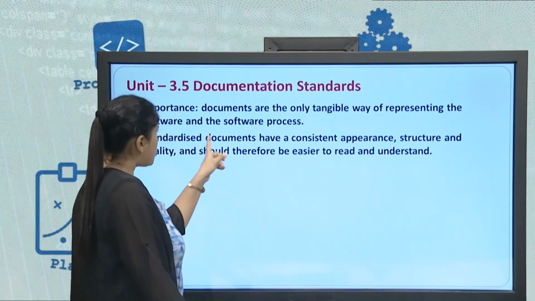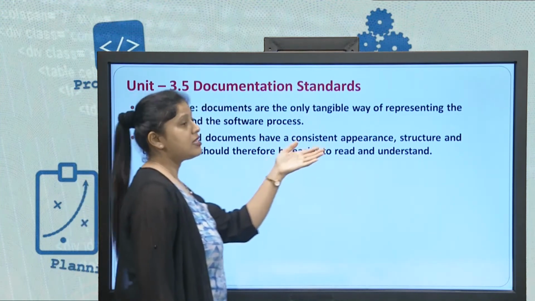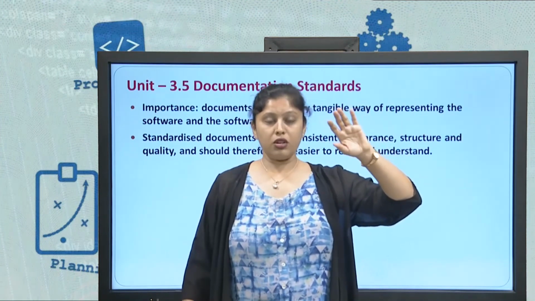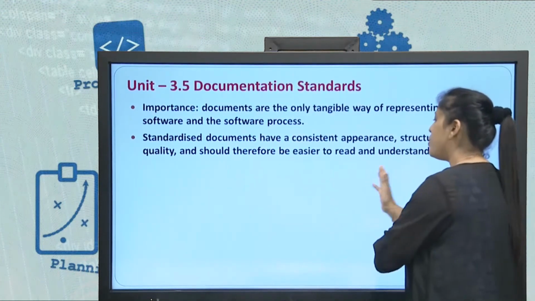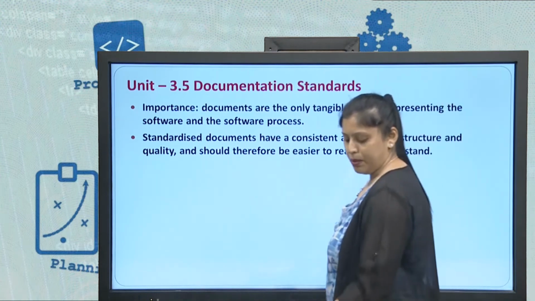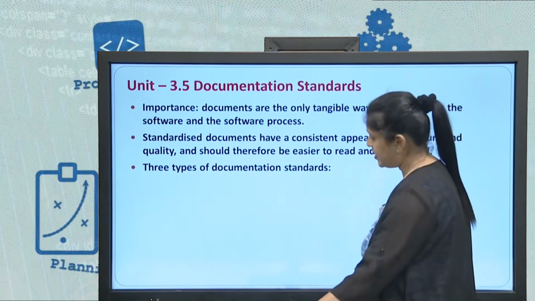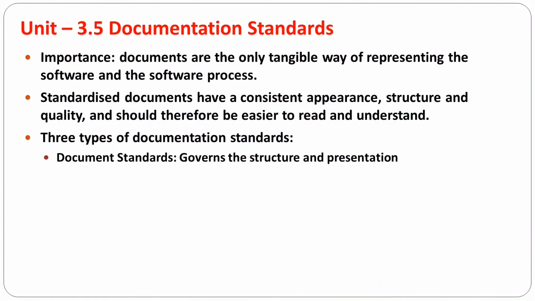Standardized documents have a consistent appearance, structure and quality, and should therefore be easier to read and understand. You cannot have a very hi-fi kind of document which is not understandable by my readers. It should be very easy for people to read and understand. There are three types of documentation standards. First, document standards govern the structure and presentation. Whatever the structuring of your project is, whatever you want to present with your software, all comes under the first standard, called document standards.